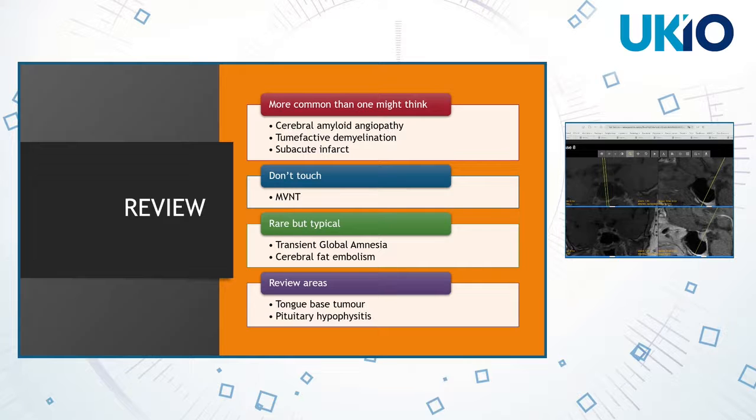So I've just shown you a few cases of certain conditions that are now readily recognizable, more common than you might think, particularly things like amyloid angiopathy, tumor factor demyelination, and subacute infarct, both of which we've seen being referred as tumors. And a couple of don't touch lesions, with very typical appearances, which is the MVNT, and some rare lesions, but again very typical appearances, transient global amnesia and fat embolism, both of which diffusion weighted imaging is really useful for.